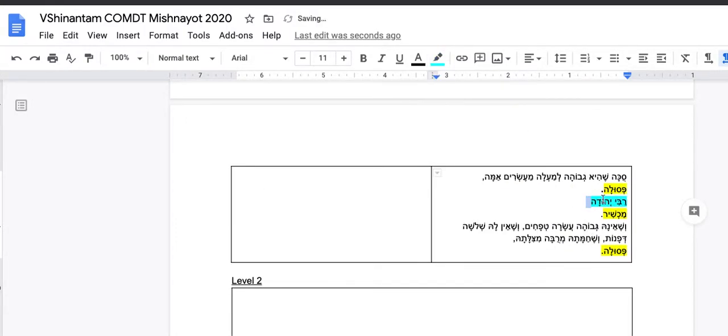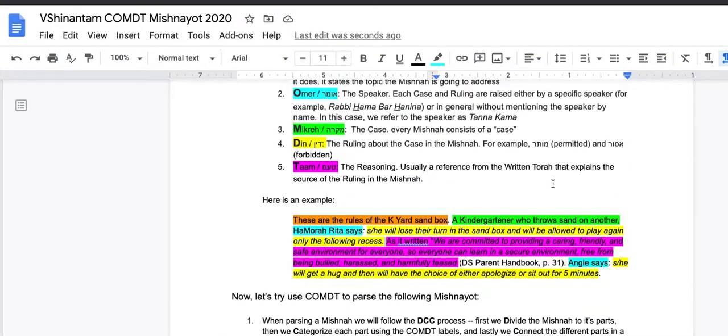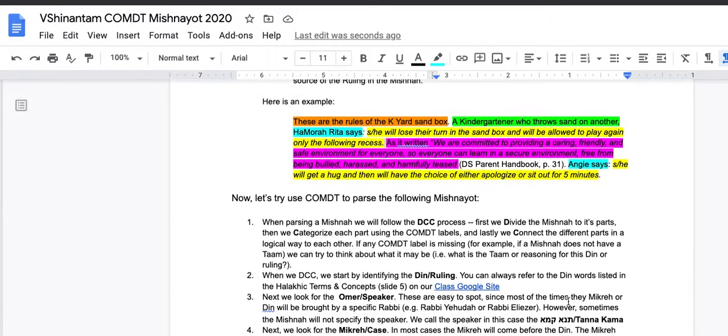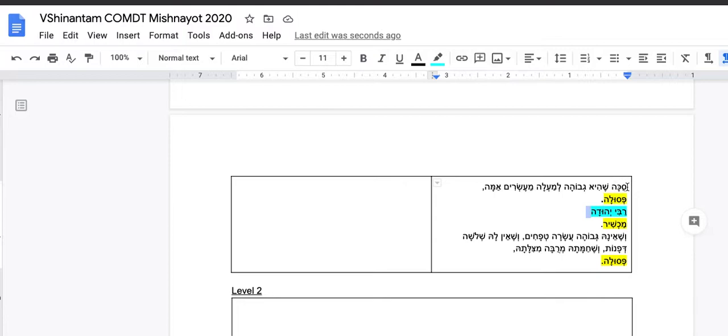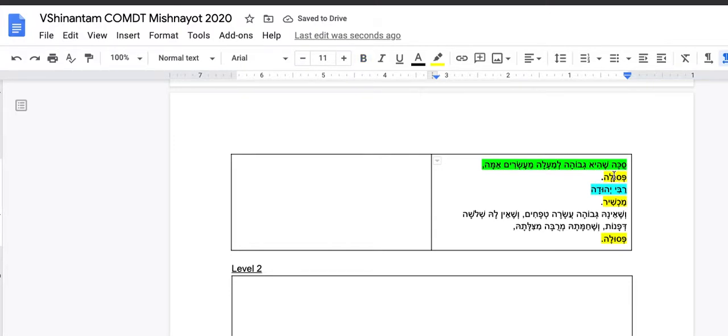Okay, so far we know that there's something here, and then the din of pasul, not valid, and then Rabbi Yehuda, and then the din machshir. Very good. Next we know that usually the mikre comes right before the din. So let's see what's happening here. Sukkah shehi gvoha lemala me-20 ama. I'm not really sure what it says, but I know that this is probably the mikre, and mikre is green, and it precedes the din psula.